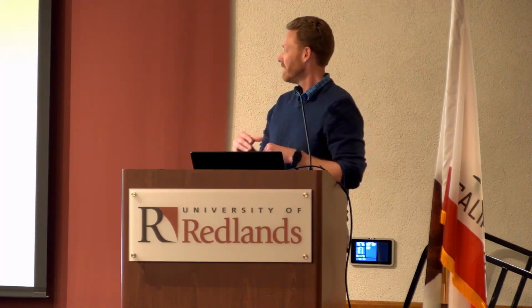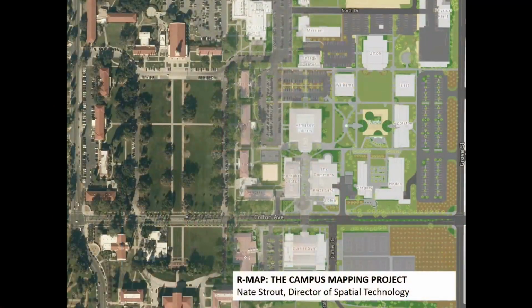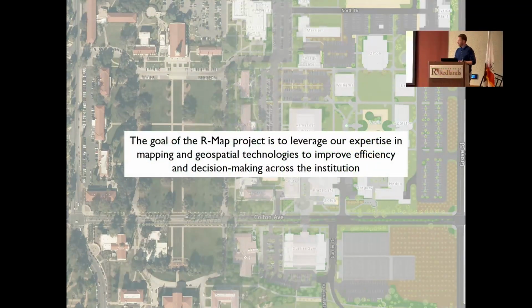This is a great opportunity for us to showcase a couple of the things that we're doing at the center. So I thought this was a good chance to talk through some of the camp, practicing what we preach with GIS. We're trying to figure out how to integrate GIS within and use it within the operations of the university. So we generally call this the Rmap project, the Redlands Map project, that we're leveraging our expertise with mapping and geospatial technologies to improve efficiency and decision making across the institution.